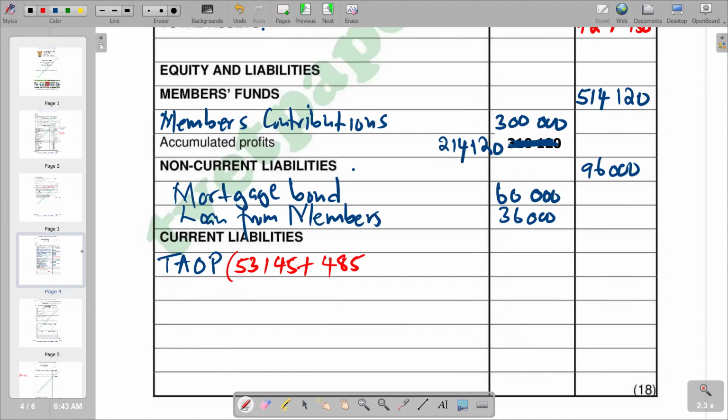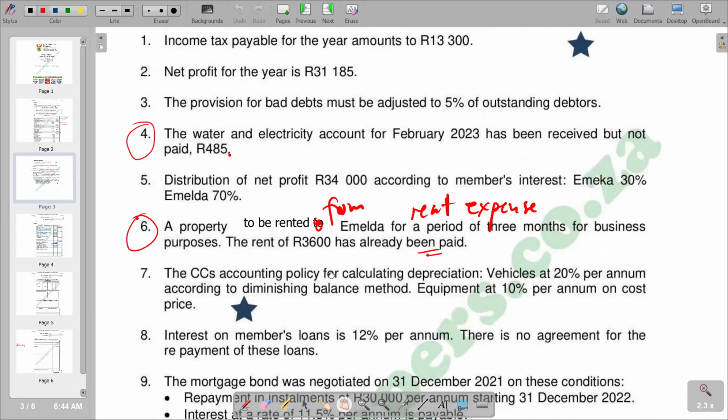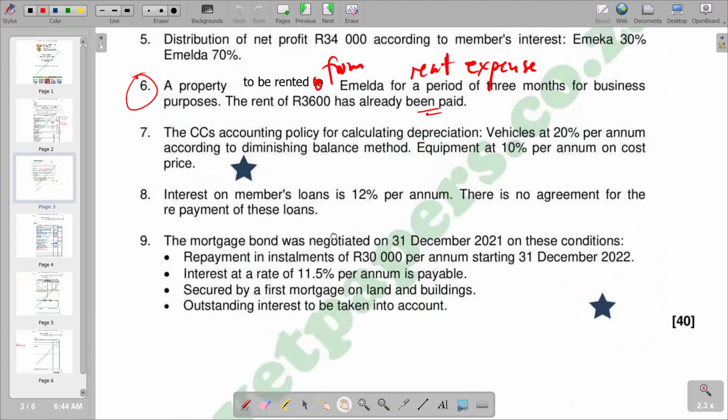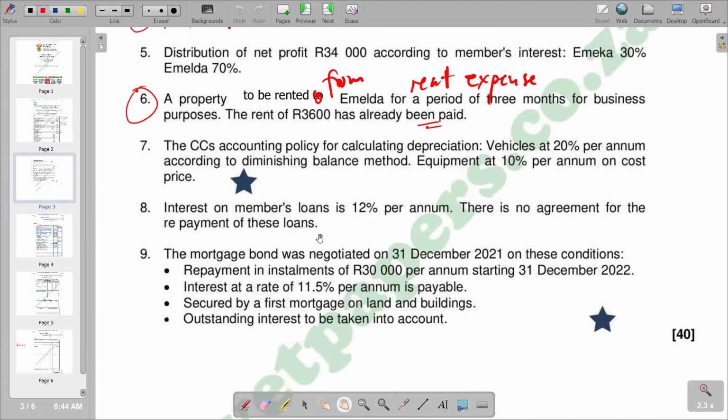So we check again if we have got any other accrual. If you go down, you'd see that we have information on the last point, which is saying outstanding interest to be taken into account. So it means there is an outstanding interest. And outstanding interest becomes an accrual. Remember, interest is an expense. So we need to calculate it.